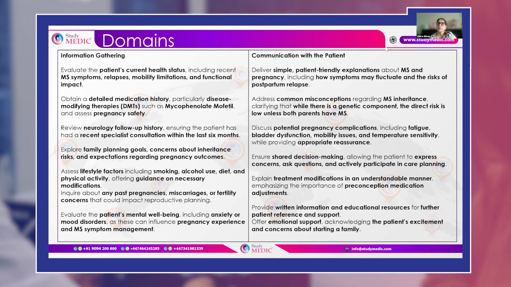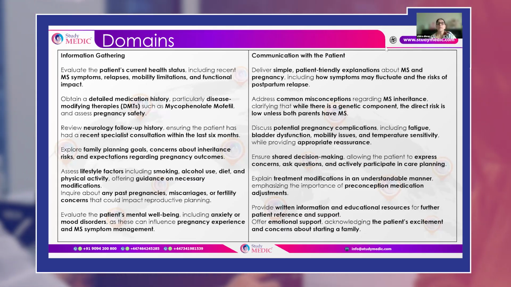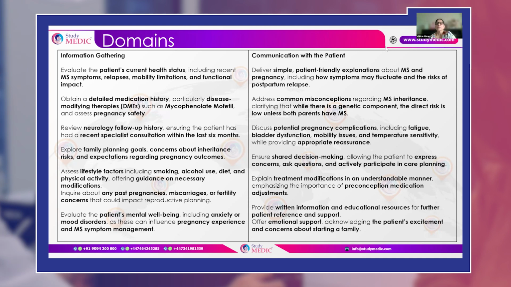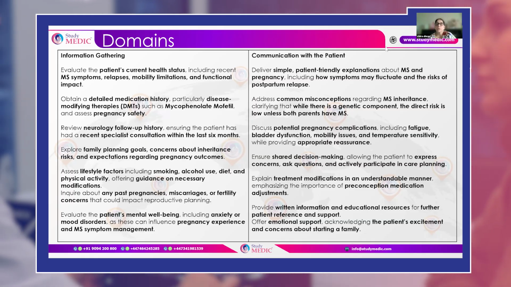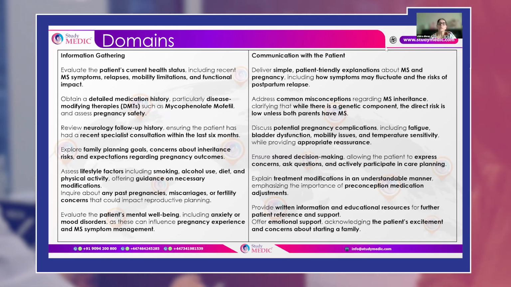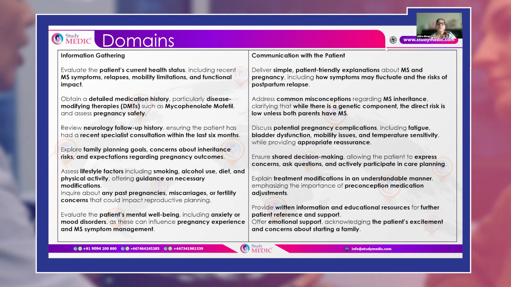You have to explain about MS and pregnancy, how symptoms fluctuate, the risk of postpartum relapse, then the misconceptions that are there, that it can be inherited by the baby. So you have to make it very clear to her that direct risk is low unless both the parents have multiple sclerosis. Then potential pregnancy complications like the symptoms could come back. So fatigue, bladder dysfunction, mobility issues, temperature sensitivity.